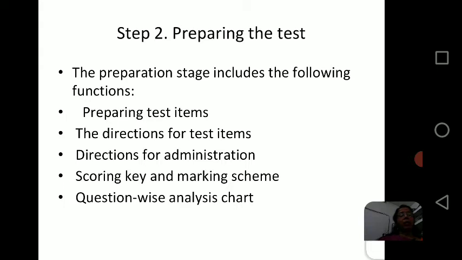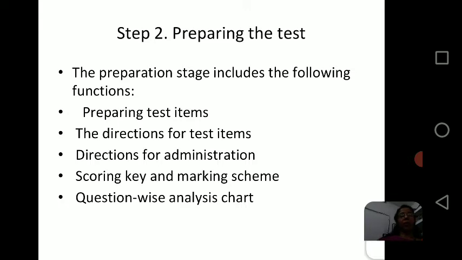Then the directions for test items, because this test is meant for a large population, so proper directions are to be written on the test itself, because the test constructor and the administrator are different for a standardized test. Somebody has prepared the test and some other persons are meant to administer the test. So, the directions for the test items are to be mentioned in the question paper.